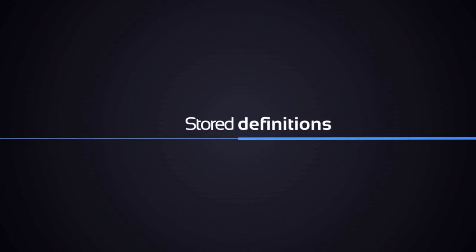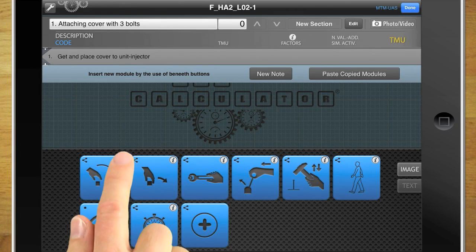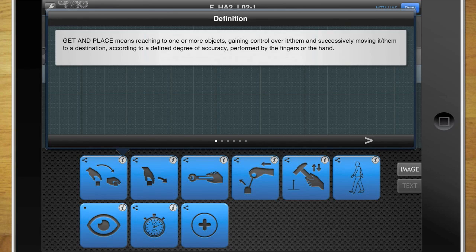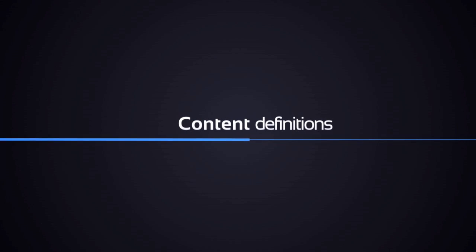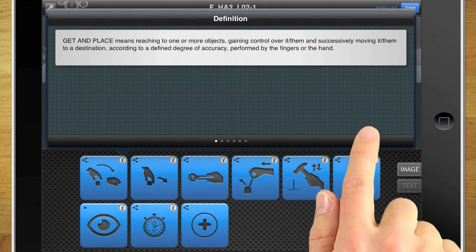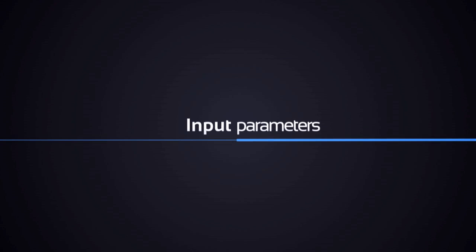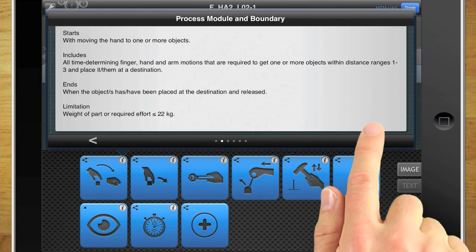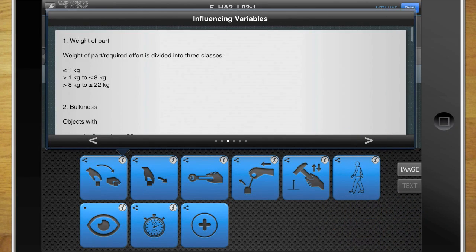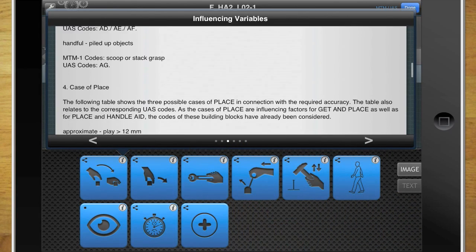During evaluation, you always have the option of returning to the stored definitions of individual motion processes to check the accuracy of your choice. Content definitions tell you about the beginning, content and end of the selected basic motion. An overview of the input parameters lets you identify which factors influence a basic motion and help you with your analysis.